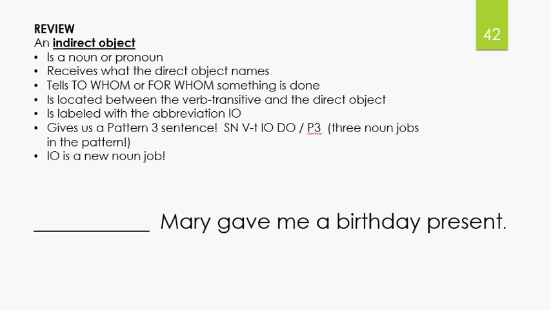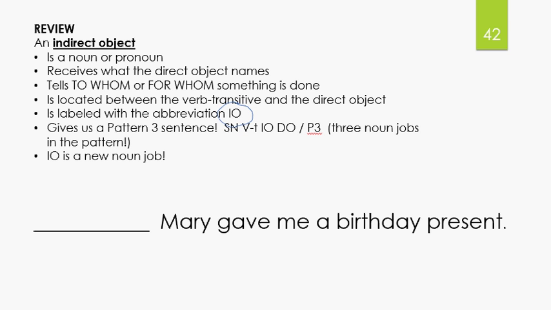So an indirect object is a noun or pronoun, just like a direct object is a noun or pronoun. It receives what the direct object names. You'll see this when we use it in a sentence. It tells to whom or for whom something is done. Where do you find it? It's located between the verb transitive and the direct object. And we're going to label it with IO for indirect object.